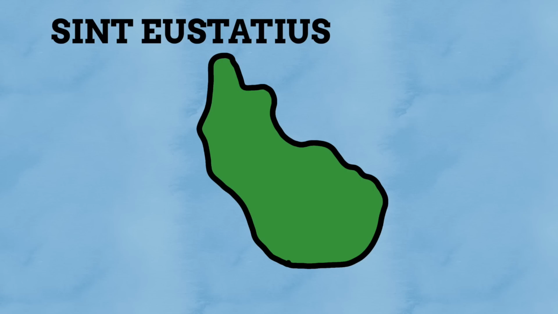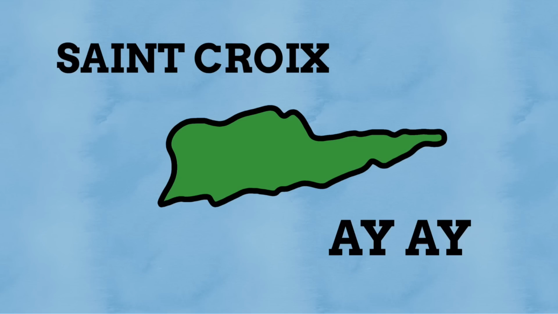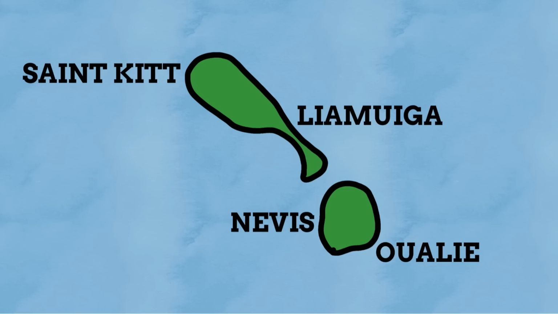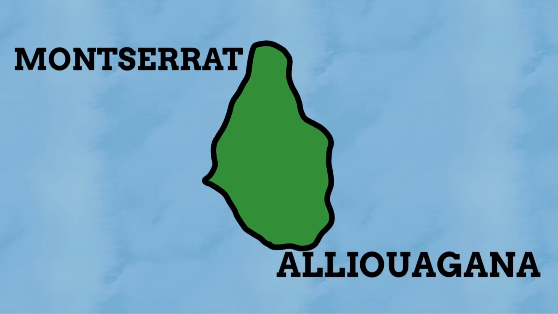St. Eustatius is Dutch too, and its native name is Aloy, meaning cashew tree. The island of St. Croix is part of the US Virgin Islands, and its Taino name of Ai means the river. The two islands of St. Kitts and Nevis actually make up one single nation of St. Kitts and Nevis. However, St. Kitts' Carib name of Lameuga means fertile land, and Nevis's name of Ouali means land of beautiful water. The island of Montserrat is a British overseas territory. Its Carib name of Alajuana means land of prickly bush.